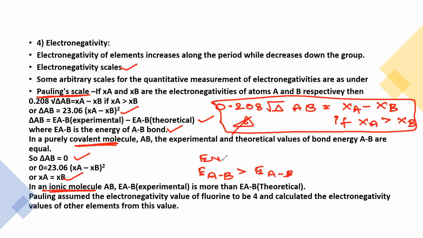So Pauling assumed the electronegativity value of fluorine to be 4 and calculated the electronegativity values of other elements from this value. So the highest electronegative element in the periodic table is fluorine and its value is equal to 4. I hope it is clear. So the most electronegative element is fluorine and the most electropositive element is cesium. The electronegativity value of fluorine is taken as 4 and it is compared with all other electronegativity values.